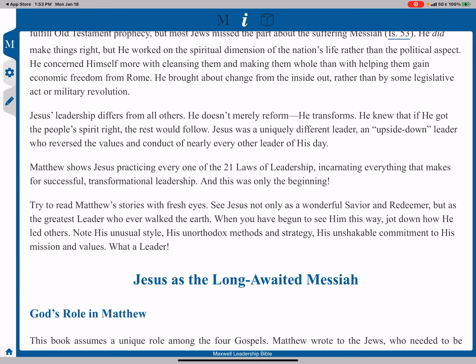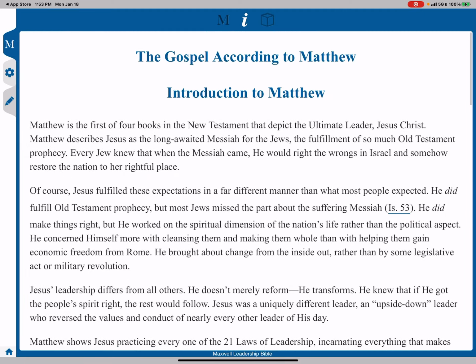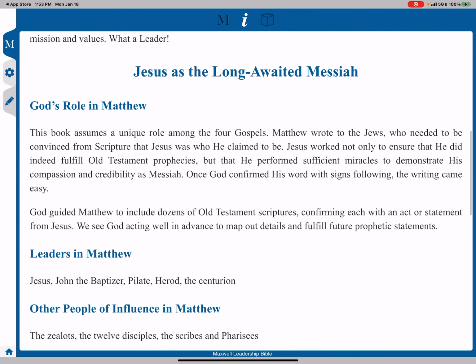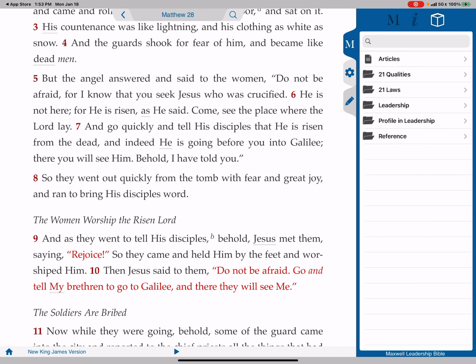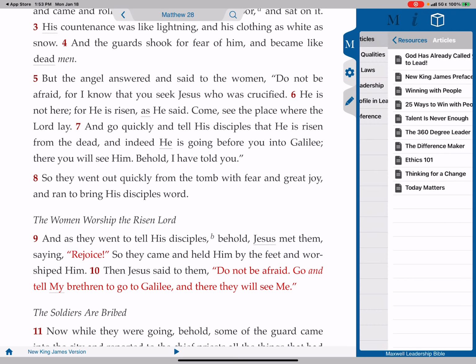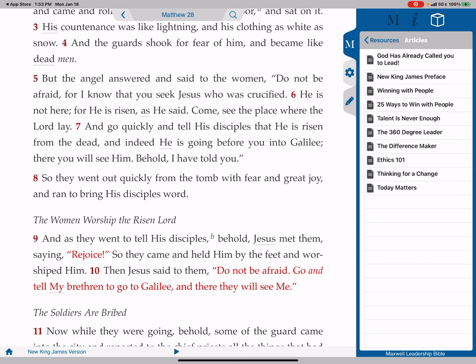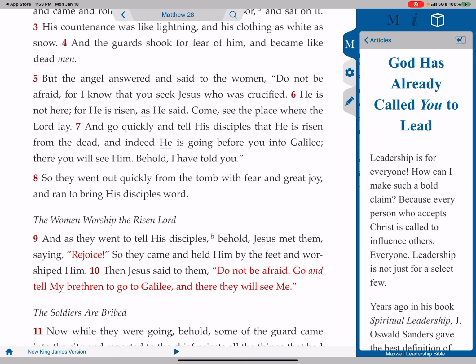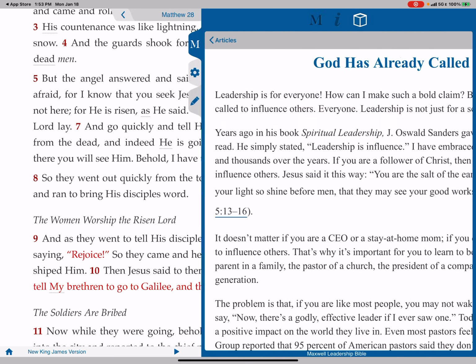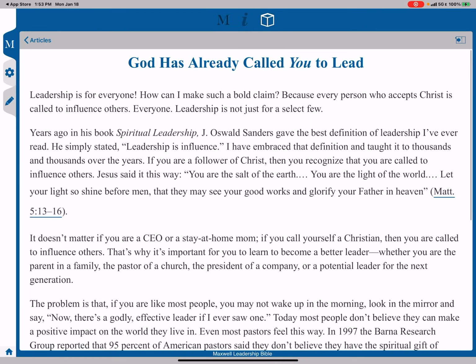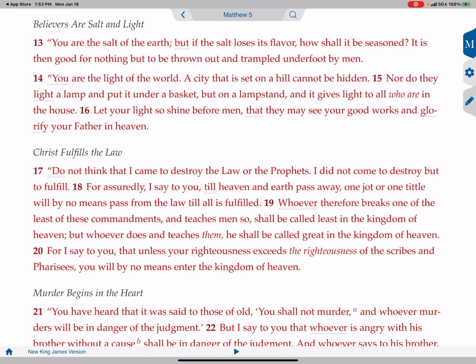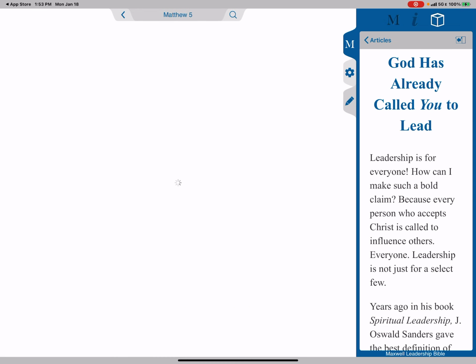Wherever you are, we're in Matthew, and so it'll tell you a little bit about the book that you're studying. And then this cube will be articles, it will be lessons. And so in this case, you'll have articles here, 3, 6, 9, 10 articles. God has already called you to lead. You can expand it out, and it will give you this lesson, this article. You can actually go to the scripture references that are made there.